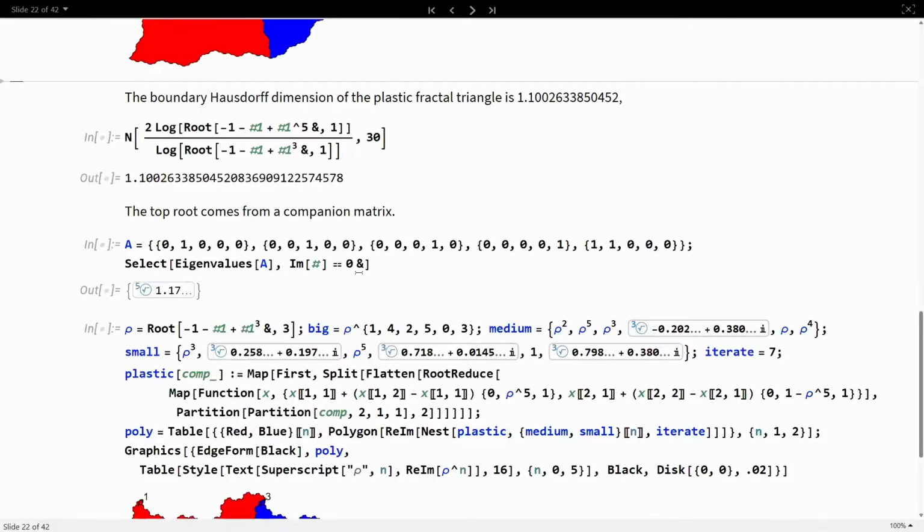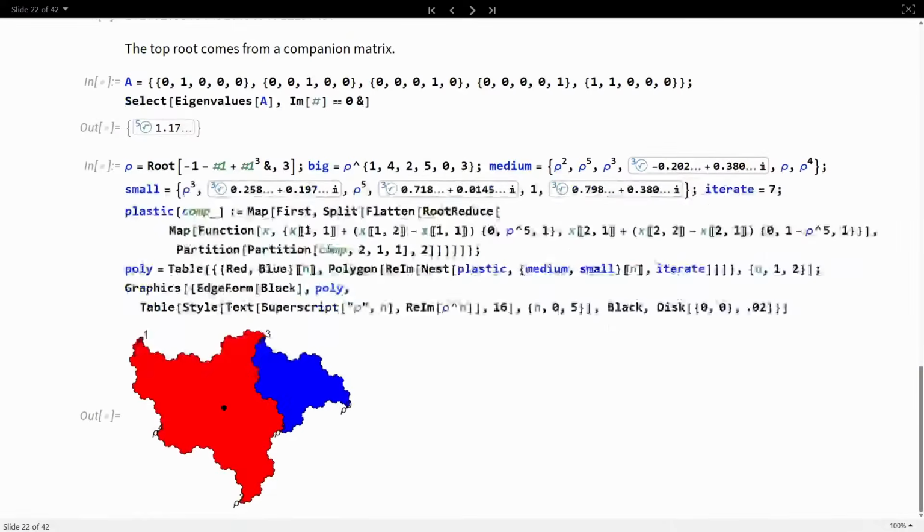There's also a related plastic constant fractal triangle. It's a little bit more wriggly. You can see it here. And these values here, rho to the 0, that is a complex root of x to the third equals x plus 1. We've taken a complex root. If we raise it to 0, we get this point here. If we go to the first power, it's this value, second power, third power, fourth power, fifth power. And these happen to be important points on the fractal triangle.